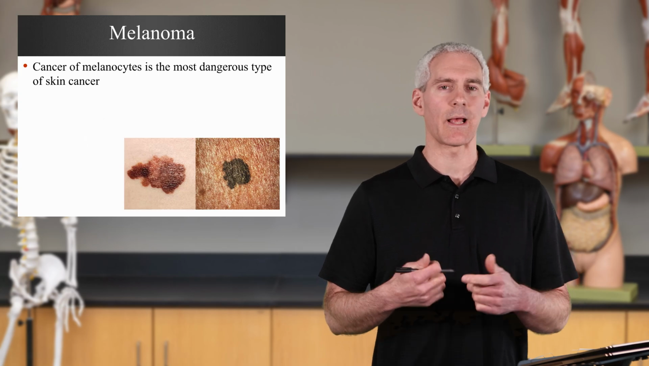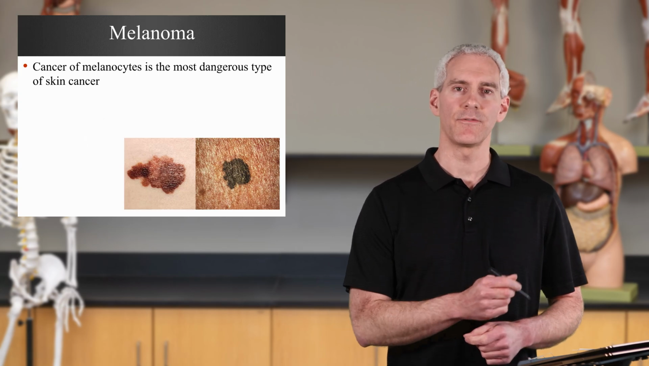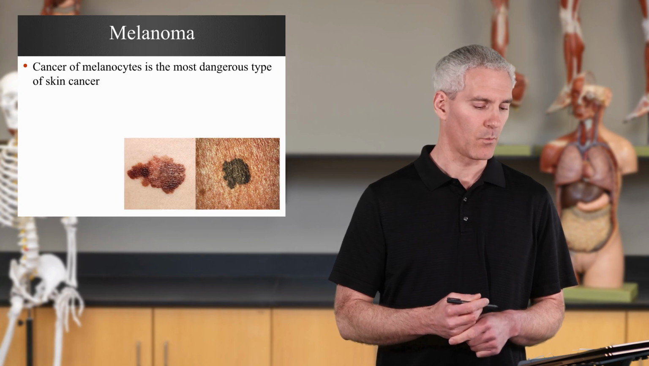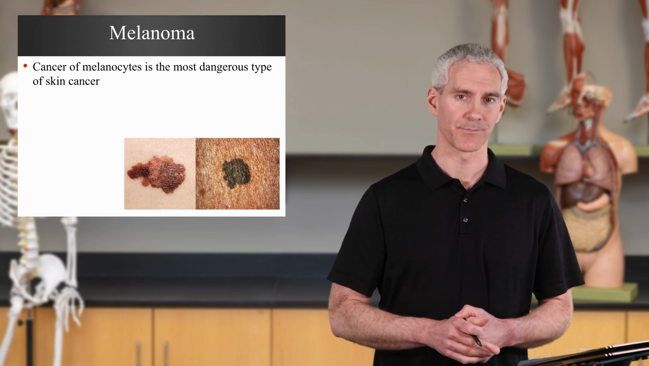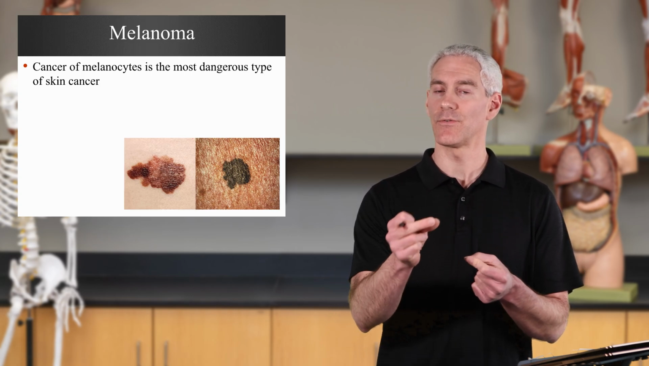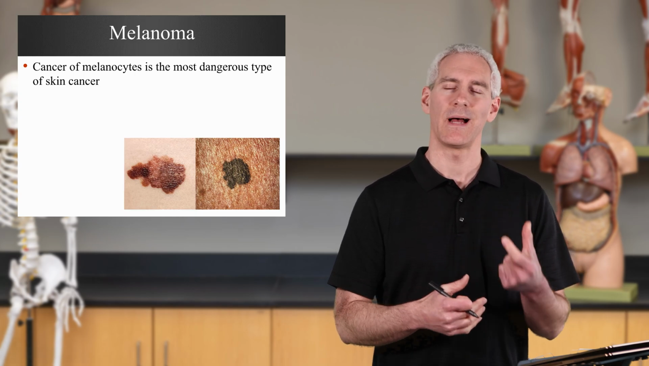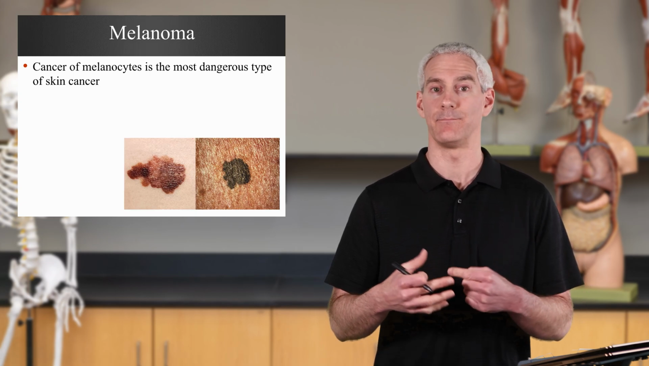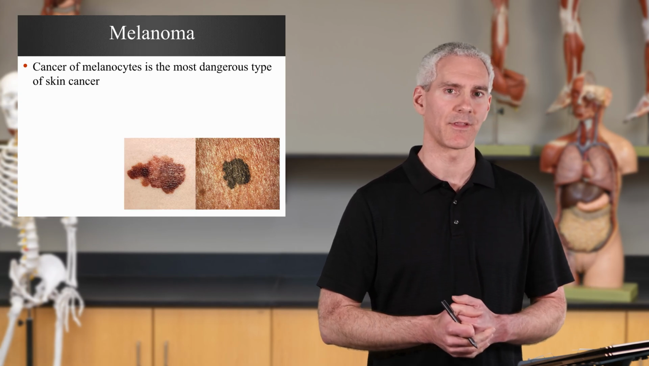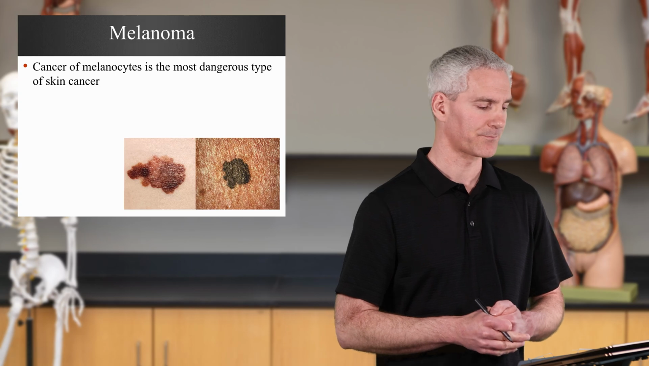The third one is melanoma. Now you can see 2 different examples of melanoma here. One is more blackish, one is more reddish. Remember, melanin, you have two different types there. One was more yellow-brown, black, one was more red. So depending on which type of melanocyte and melanin we're looking at, that determines the coloration of the melanoma.